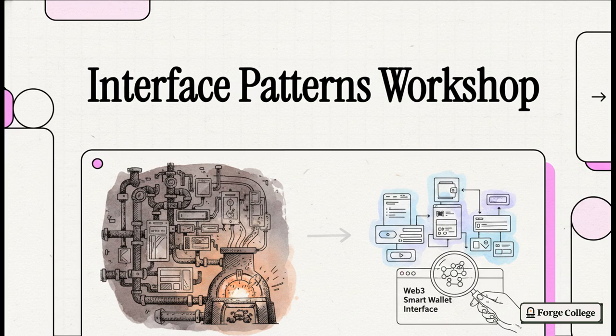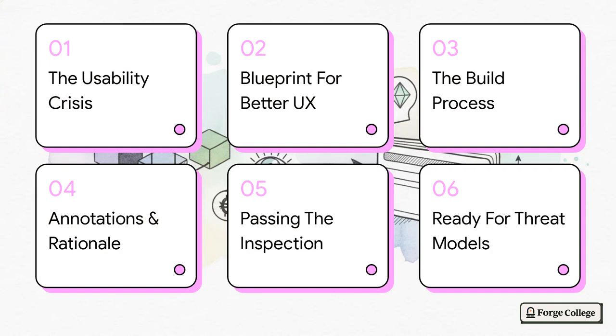Now, if you were with us for the last explainer on hands-on configuration and resource scripting, you know we got the underlying plumbing of our smart wallet working perfectly. But the user experience? Yeah, it needs a little bit of love. So today, we're jumping into the Interface Patterns workshop. We're going to take those raw, functioning scripts and turn them into a totally polished, project-ready design. Let's get into it.